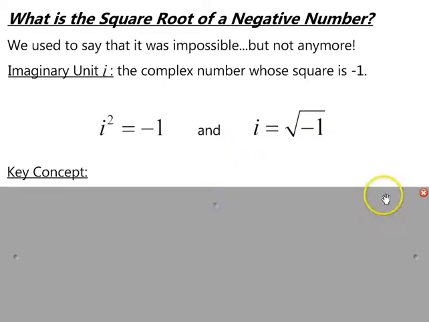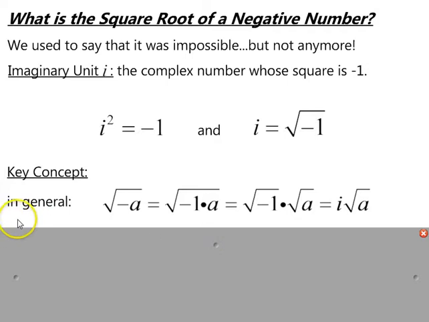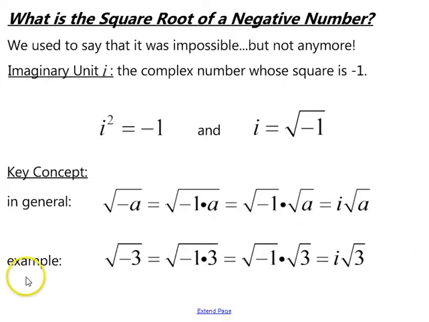So the key concept here is that, in general, the square root of -a is really equal to the square root of -1 times a. And that's the same as the square root of -1 times the square root of a. And since we set up here that the square root of -1 is represented by i, we can say that it's i times the square root of a. I know in the general form it can be confusing, so let's look at an example.